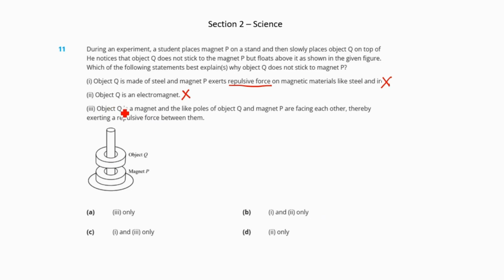Option 3 says object Q is a magnet and the like poles of object Q and magnet P are facing each other, thereby exerts a repulsive force against them. So this can be a possible reason. So magnet P is there and object Q is also a magnet. Okay. And the like poles are facing each other. So as there is like pole, there will be a repulsive force between them. So option 3 is the correct option. And here A is our correct answer.